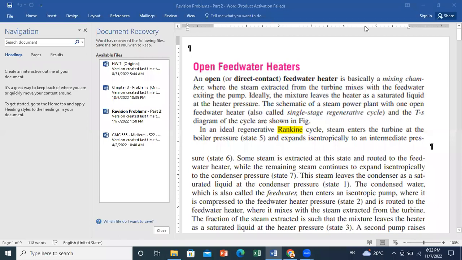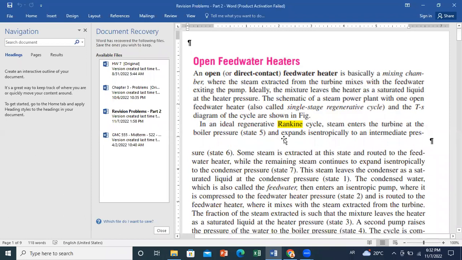Okay, so to start with, you have already seen in chapter 3 how to deal with Rankine cycles and how to modify them in order to enhance their efficiencies. One possibility to enhance the efficiency of the Rankine cycle is what we call the regenerative Rankine cycle. What do we mean by this?